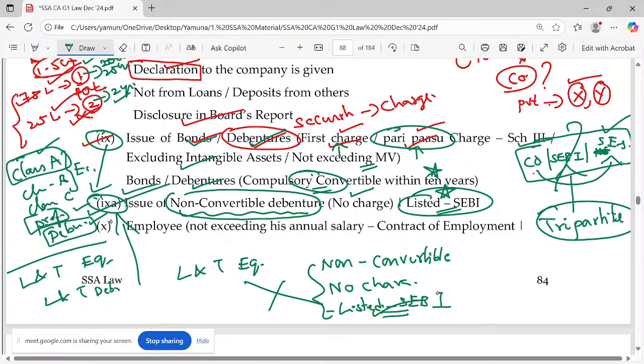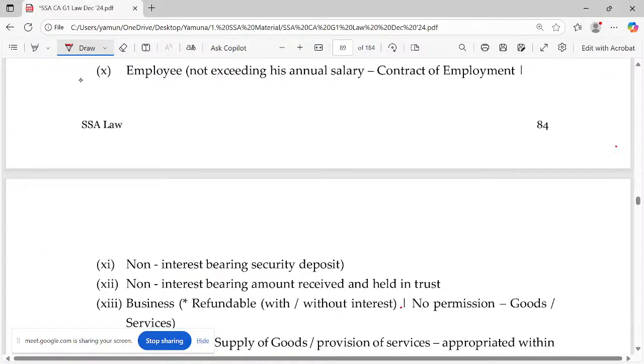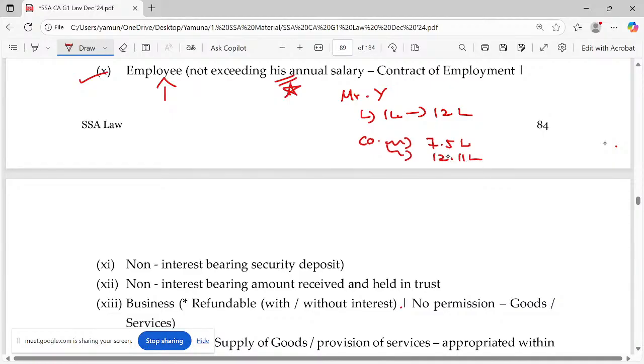Can you please go through till 9E. Now the 10th point. The earlier point was with respect to a director giving money. Now, not a director: money received from an employee not exceeding his annual salary is not considered as deposit. Take an employee, Mr. Y, receiving 1 lakh salary per month, so 12 lakhs a year. He gives part of the money, say 7.5 lakhs, to the company. Is he a depositor? No. In case he gives 12.11 lakhs, this should be considered as deposits.